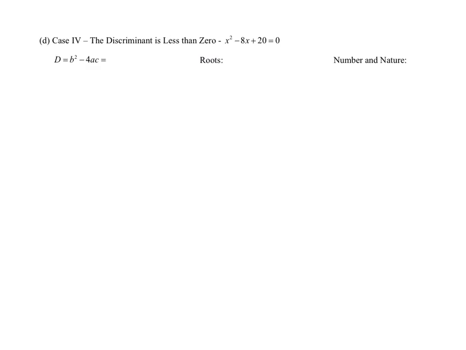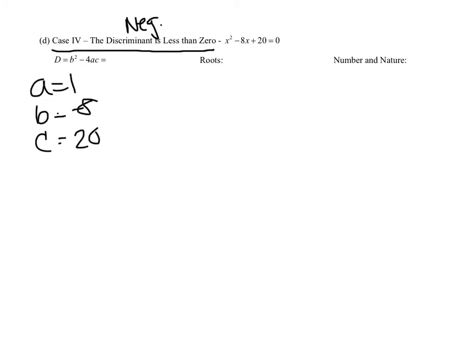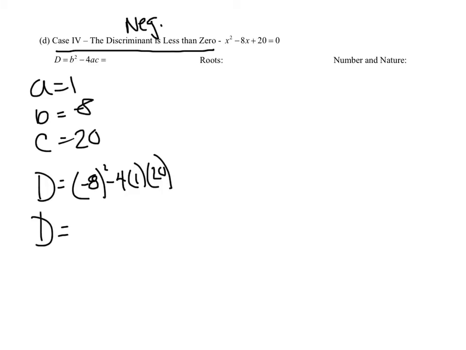All right, last case, I promise you, case 4, and you've actually seen this one before. This one's called the discriminant is less than 0. I also like to refer to that as negative. The discriminant is negative. My a is 1, my b is negative 8, and my c is 20. So my discriminant is b squared, so negative 8 squared, minus 4 times 1 times 20. So I get a discriminant of negative 16.